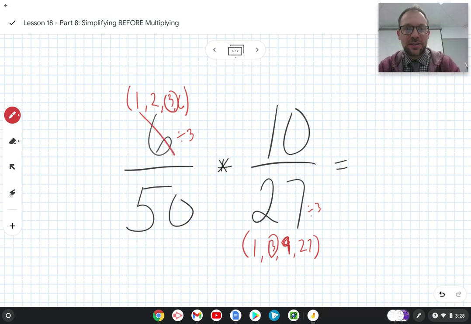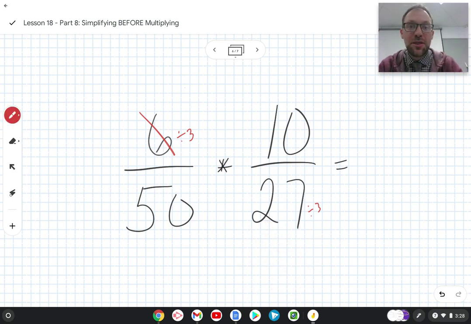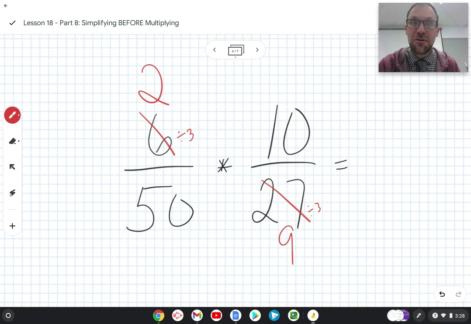So that would give us, let's see here. I'm going to go ahead and just quickly erase most of this here, just to make things not so cluttered up, right? All right, I know this is wasting a little bit of time, but that's okay. So 6 divided by 3 is 2, and 27 divided by 3 is 9. Well, those are smaller numbers. Now we're simplifying already, aren't we?